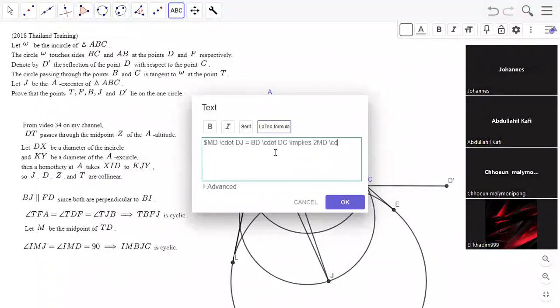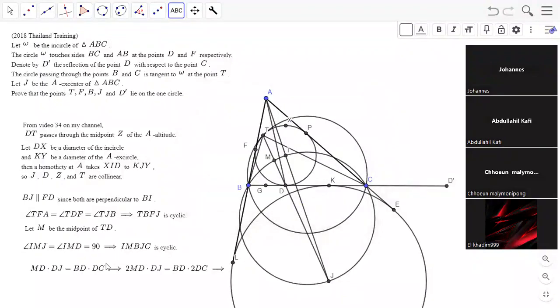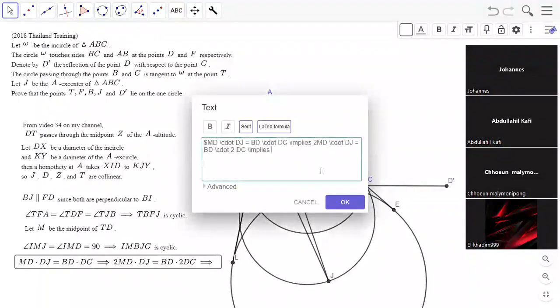To MD, BD times 2DC, and that means that PD times DJ equals BD times BD prime, and that means that TFBJ B prime is cyclic.